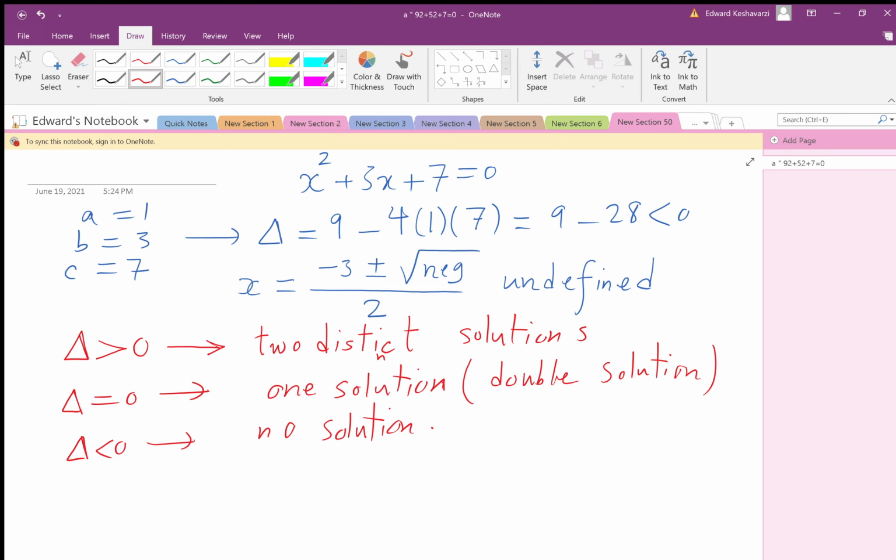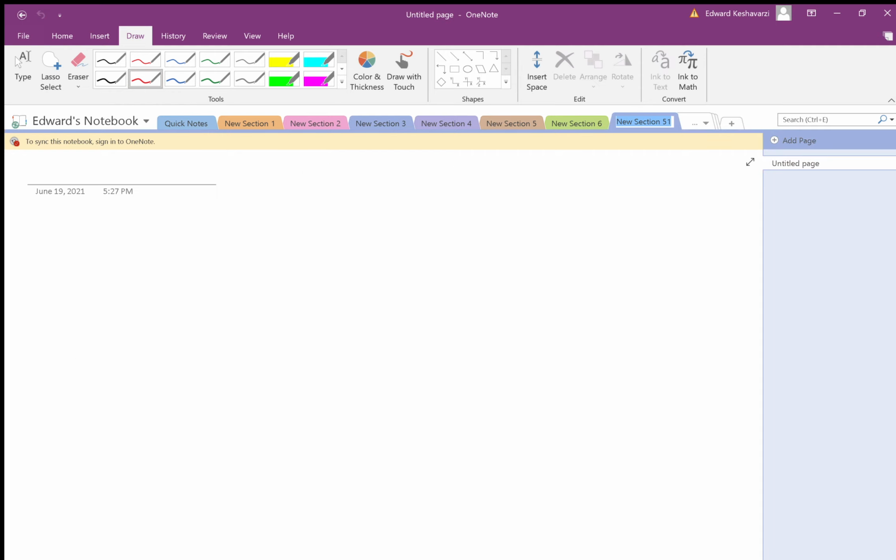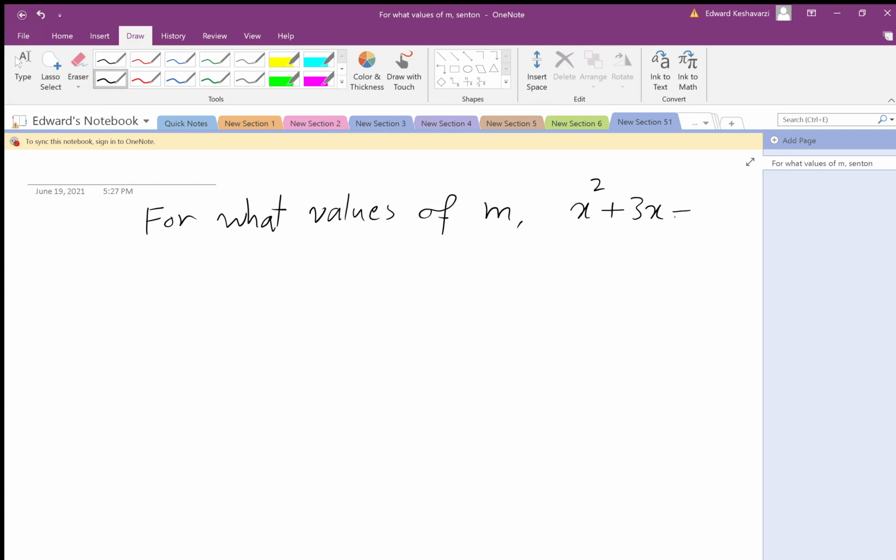So I'm going to give you one more example and then we'll finish today's lesson. The next question says, for what values of m does x squared plus 3x plus m equals 0 have no solution?